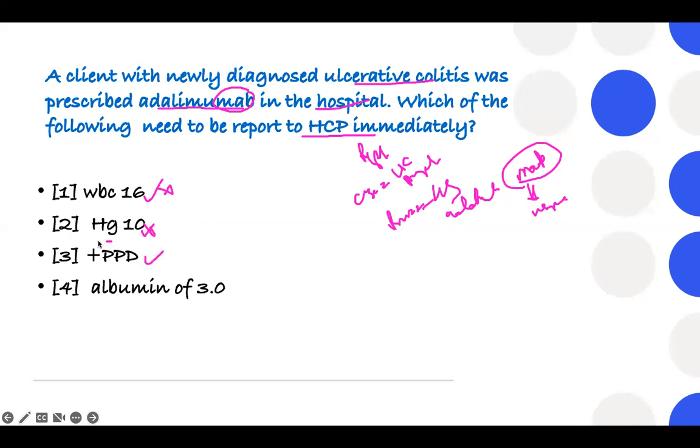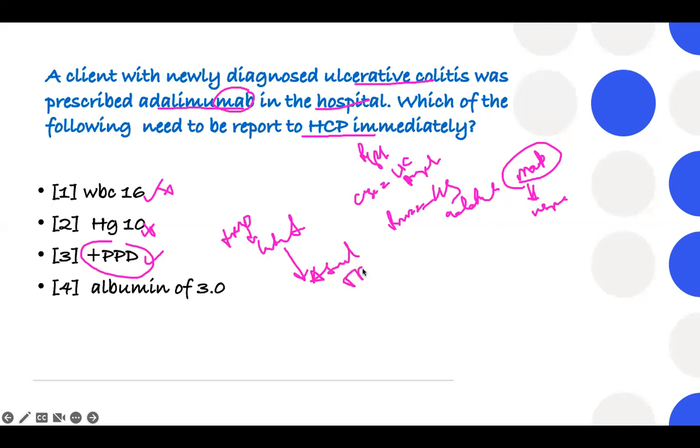Positive PPD. This is a problem. This positive PPD means what? Latent TB. That means the patient was exposed before. It doesn't mean the patient has an active infection. But the caveat is when you are immunocompromised, latent TB will turn into active TB.